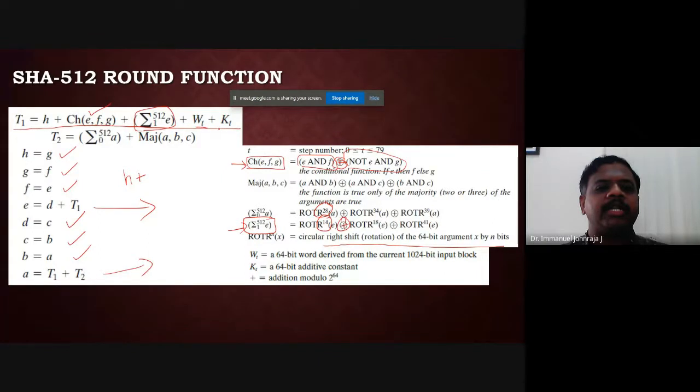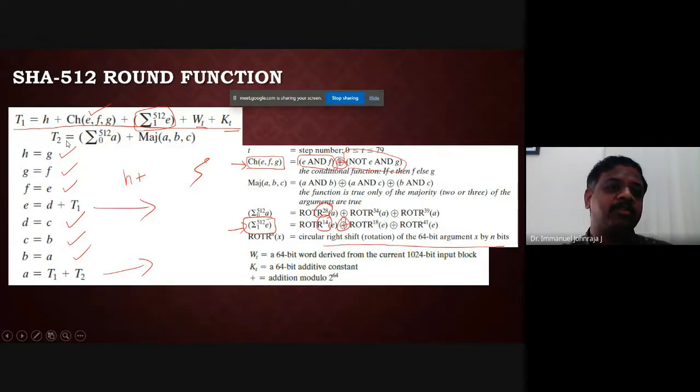What are WT and KT? You remember, W is the value derived from the original message, given as the input to the round, and K is the constant value. Sorry, it's not writing. K is the constant value. It's malfunctioning. All right, you get this from the cube root: the first 64 bits of the fraction obtained by taking the cube root of the first 80 prime numbers, right? So it's the additive constant that is given here.